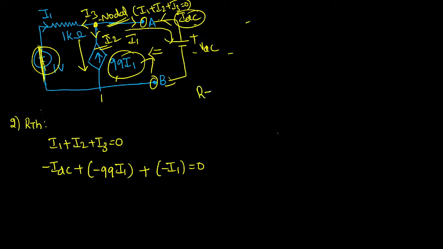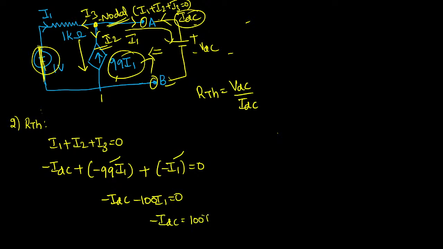Sir, to calculate the value of RTH, you must bring the relation between VDC and IDC. But here what type of expression we got? Minus 99 I1 minus I1 will be 100 times of I1. So I can say minus IDC minus 100 times of I1 equal to 0, or I can say minus IDC equal to 100 times of I1. So from this, the value of I1 equal to minus IDC by 100. We can treat this one as equation number 1.